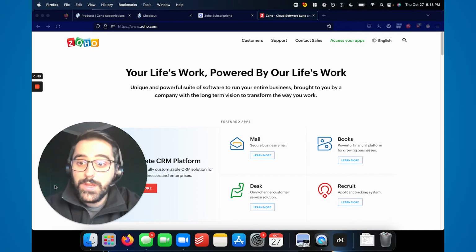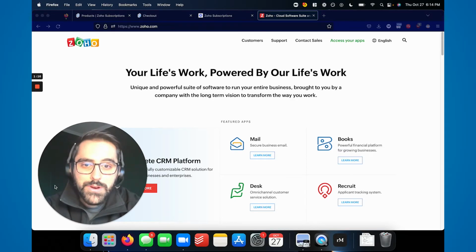Zoho is a company that takes an untraditional or non-traditional method to building software, and that is they are completely bootstrapped. They have been from day one, which basically means they're self-funded. And because of that, they've had to focus on profitability. They've had to focus on internalizing a lot of costs instead of outsourcing them. And what that has turned into is a product offering that has 40 plus applications.